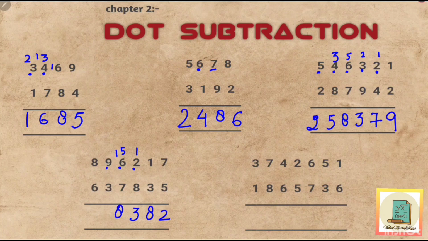Now 9 will be considered as 8 as there's a dot below 9. So 8 minus 3 gives you 5 and here 8 minus 6 gives you 2. So 2, 5, 8, 3, 2 is the answer. Now let's come on to our last question.